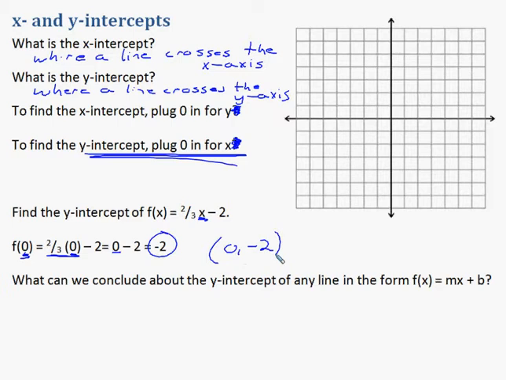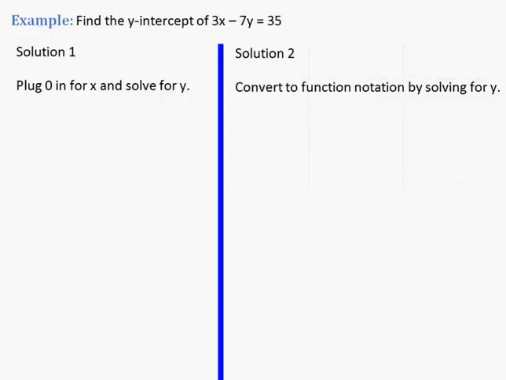But notice here, what can we conclude about the y-intercept of any line in the form f of x equals mx plus b? The b was -2, and our y-intercept was -2. Because anytime we plug a 0 in here, no matter what the equation, this term will be 0, and then you'll have this term here. So b in that form is the y-intercept. And that's very helpful for graphing, because you'll always know where it crosses the y-axis.